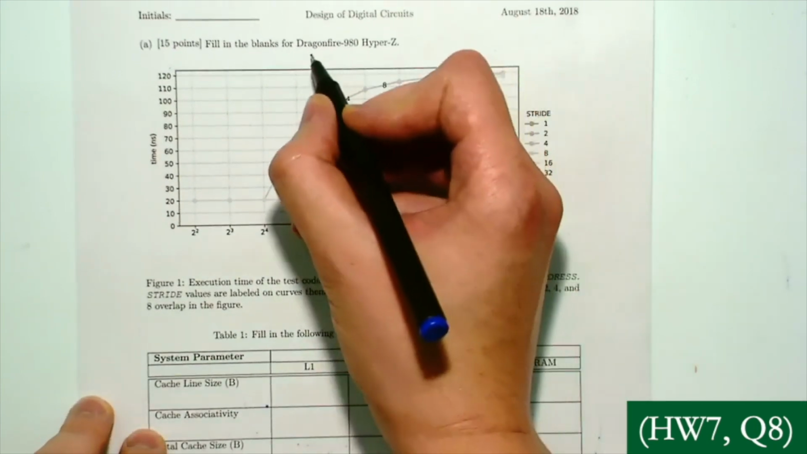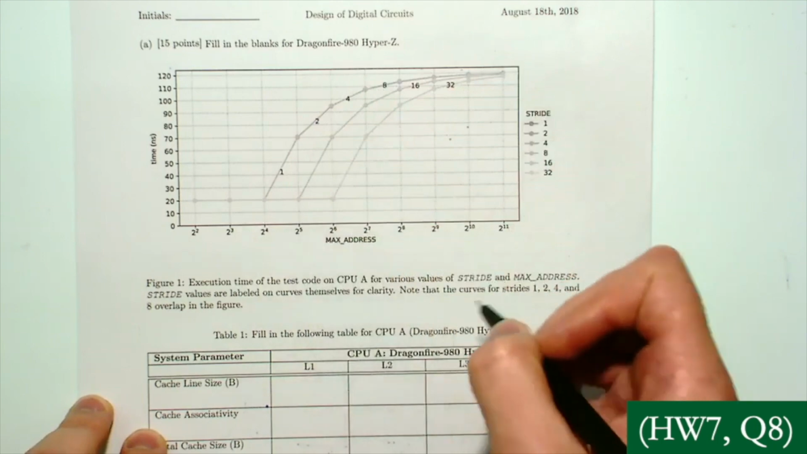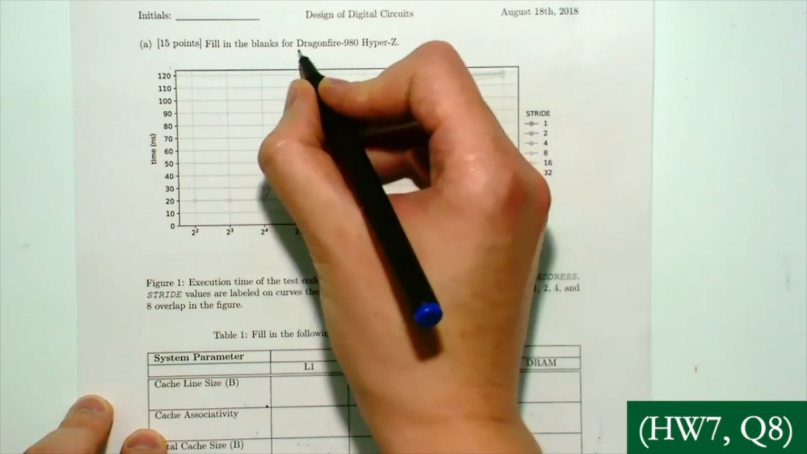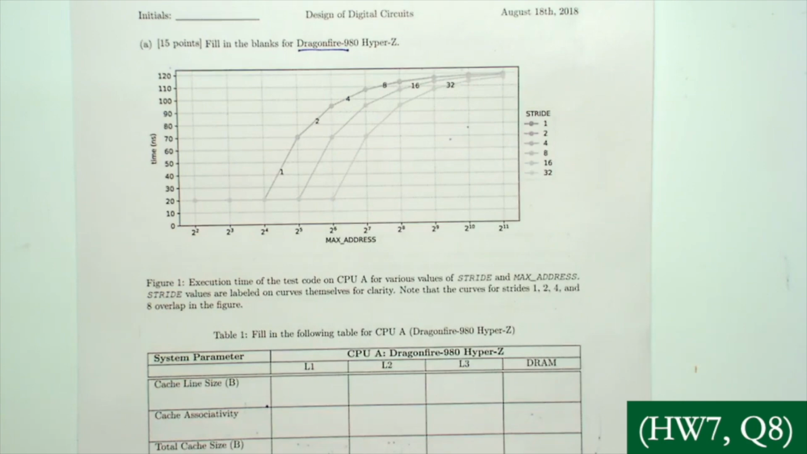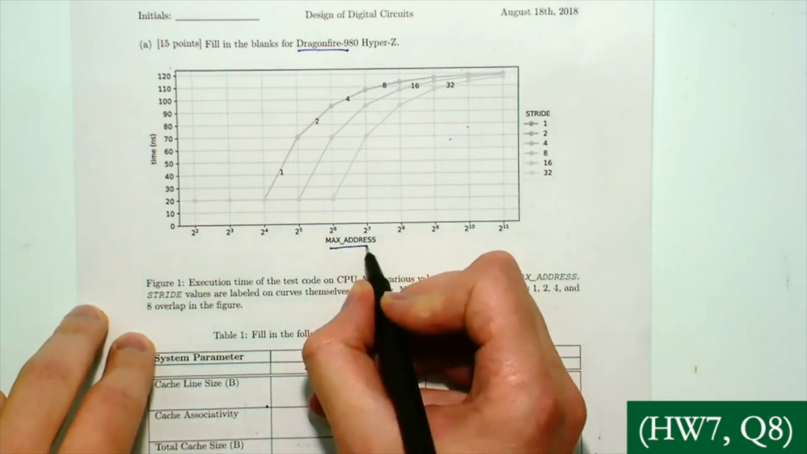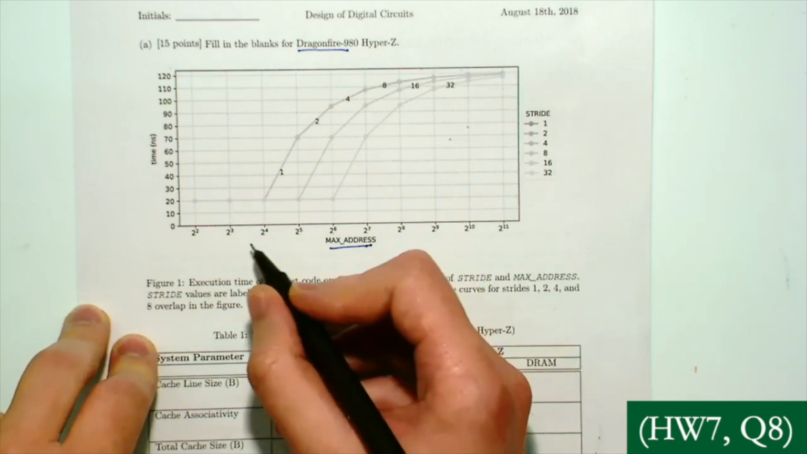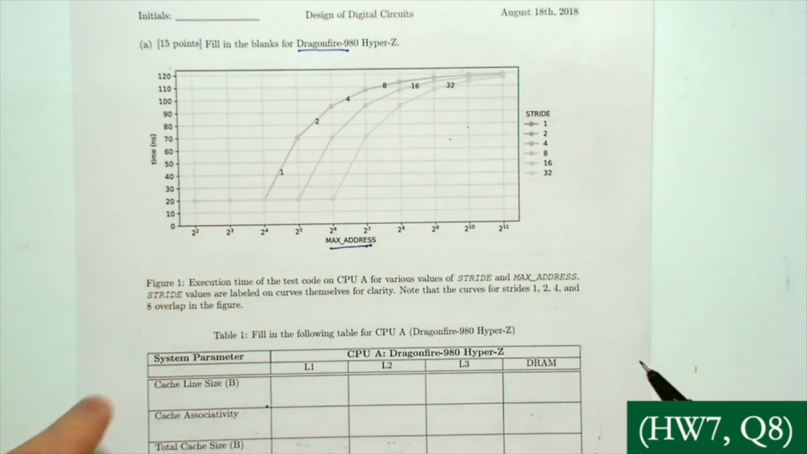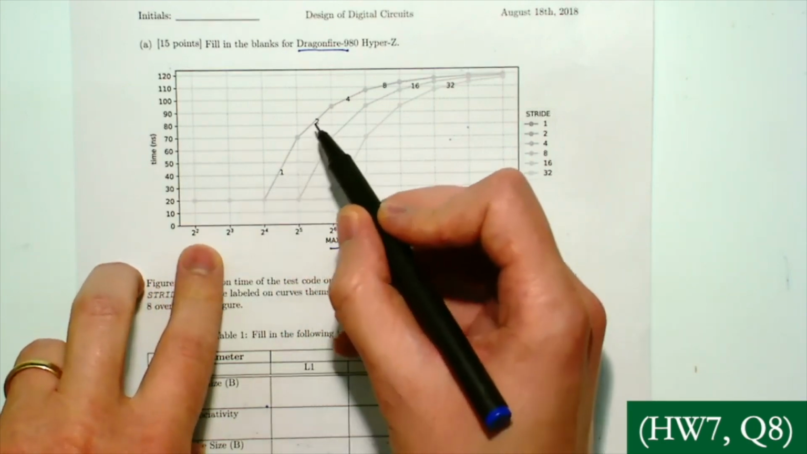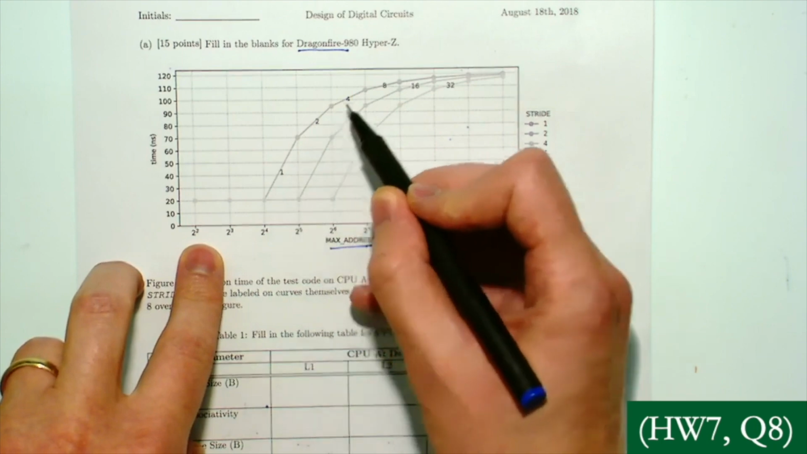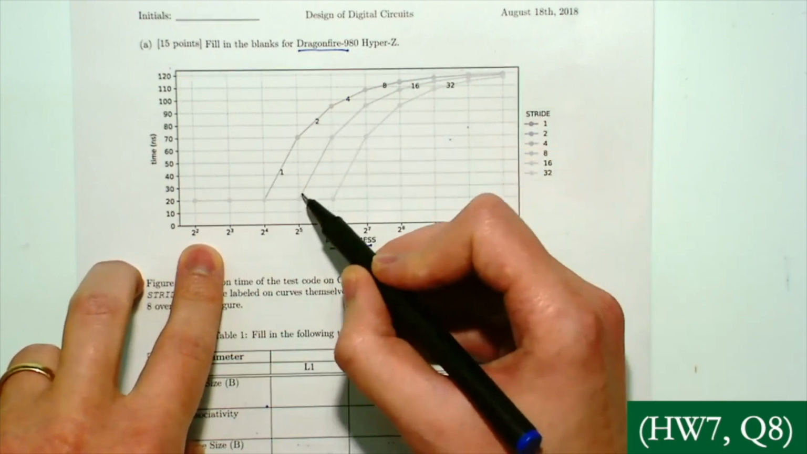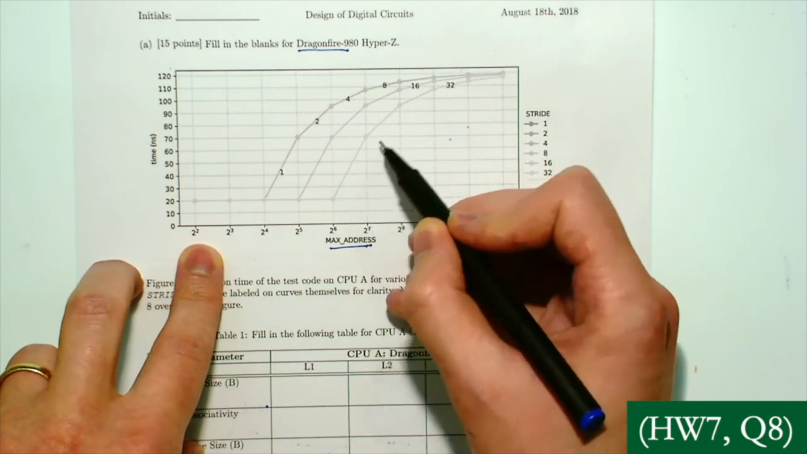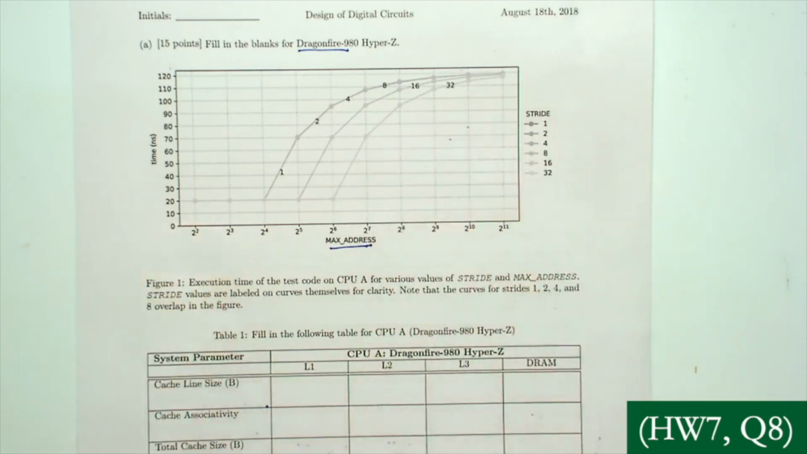Okay. And here in this part, we see some data obtained by running this application for this processor over here. And in the x-axis, we see how the max address changes, and different lines here show different strides. So strides 1, 2, 4, and 8 overlap here on the same curve. And then here we have stride 16 and stride 32.